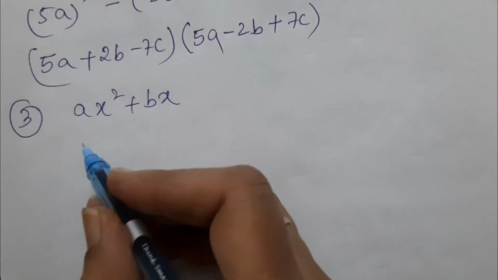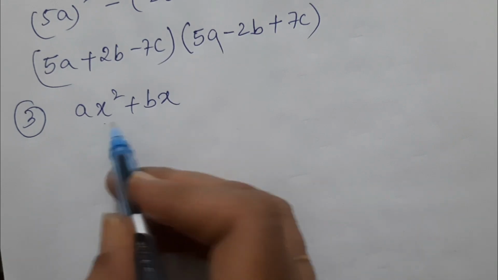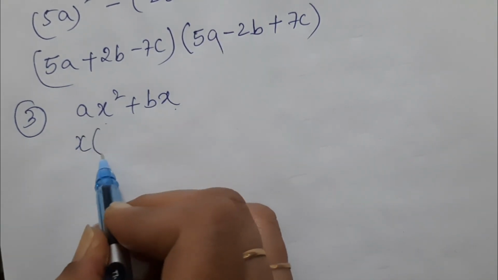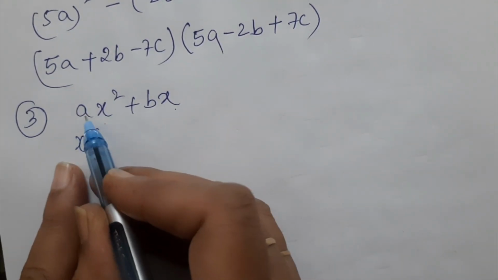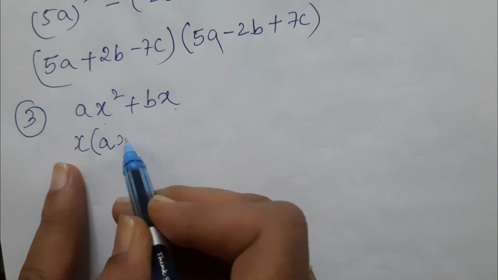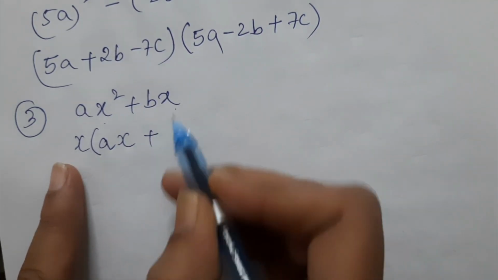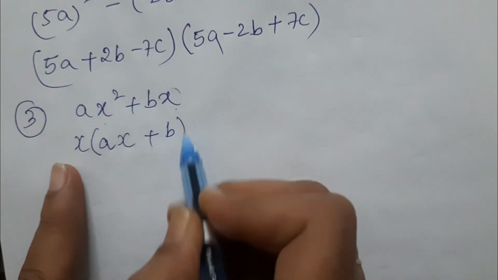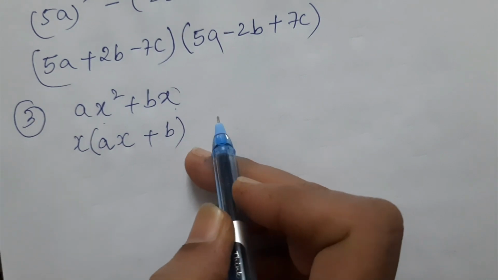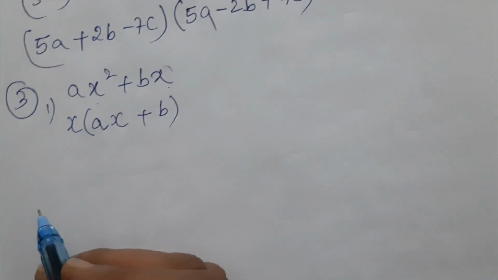So here both the terms are having x as common, so take out x as common. So I am taking 1x, thus I left out with 1x and a. Here I have taken x, so only b is there. So this is the final answer. This is the first question of the third category.